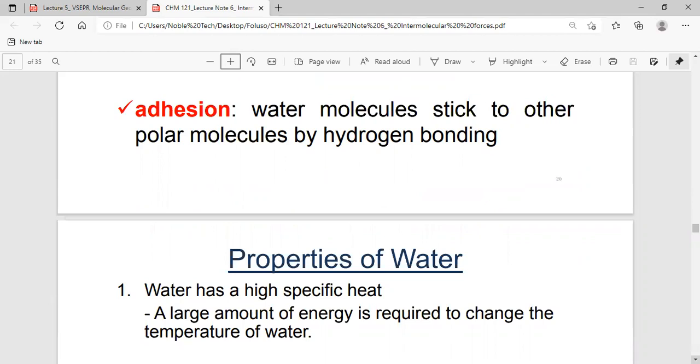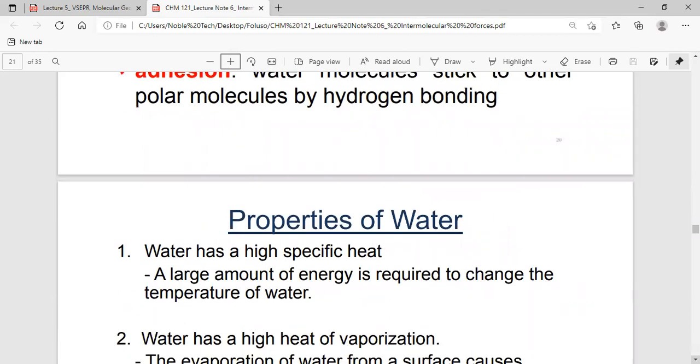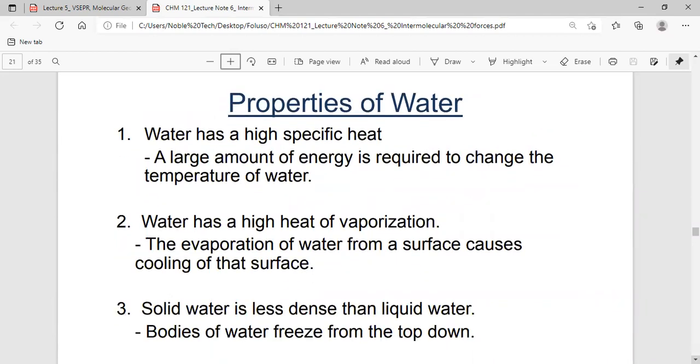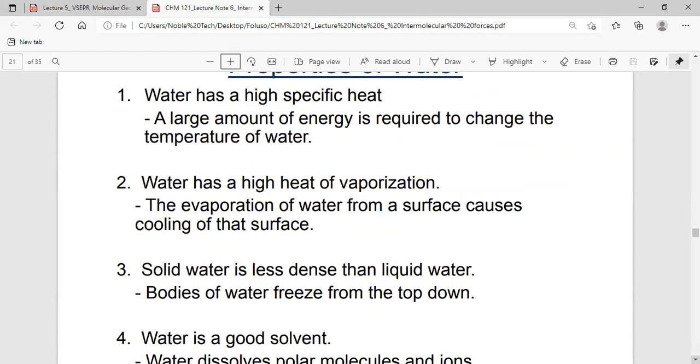So properties of water: it has high specific heat capacity, high melting point, high boiling point. So a large amount of energy is required to change the temperature of water. It also has high heat of vaporization. When you evaporate water from the surface, that evaporation will cause cooling at that surface. So evaporation causes cooling when you evaporate water.